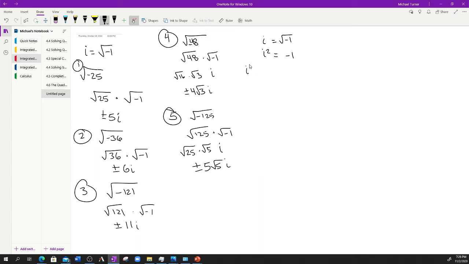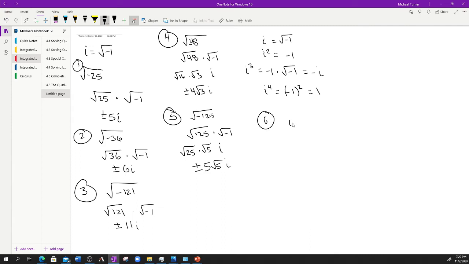And if I took i to the third power, I could break that up by the definition as negative 1 times the square root of negative 1, by plugging in i and i squared. And that would be like writing negative i. And then i to the fourth power would be negative 1 squared, which would be a positive 1. Okay. So based on these four definitions, I should be able to simplify any term involving i.